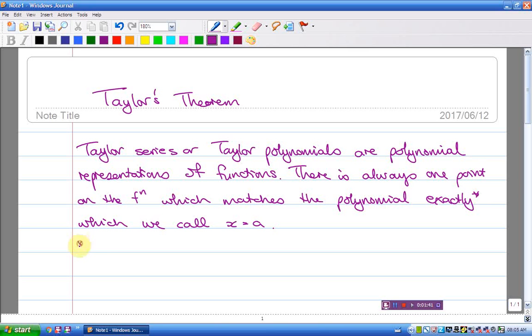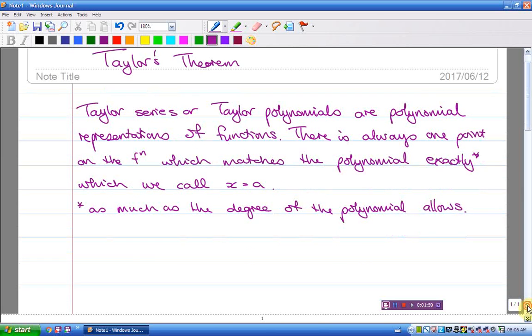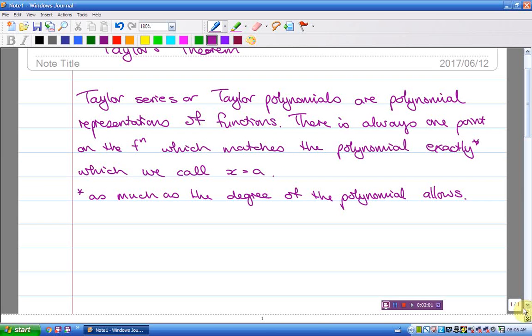Okay, but then here's a little footnote. By exactly, I mean as much as the degree of the polynomial allows. So basically, if you think of a sine curve, and I think we've actually, I'm getting a bit of deja vu here. Did we talk about Taylor series a few weeks ago? Think of a sine curve, and think of trying to approximate a sine curve with a polynomial.